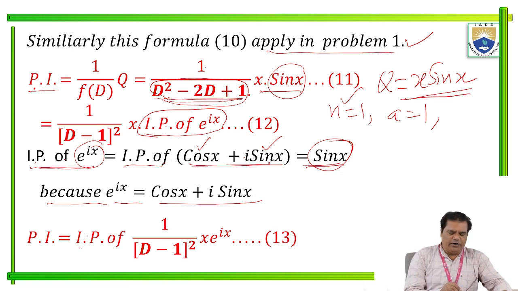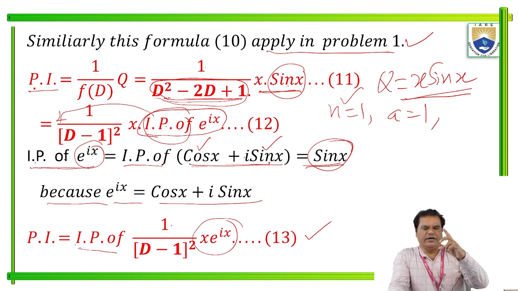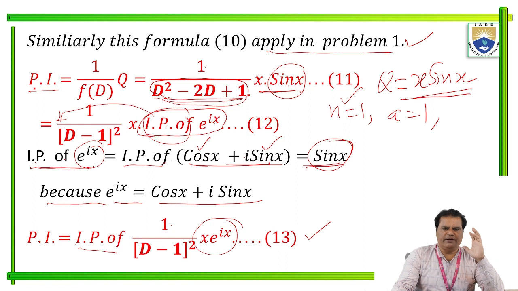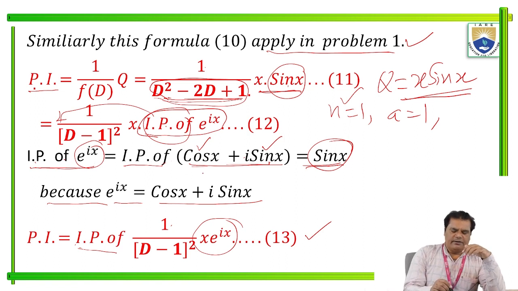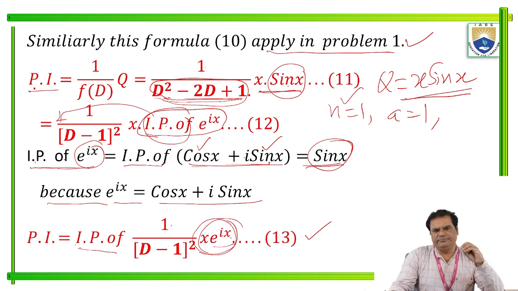So here, writing the imaginary part on the left side, the particular integral is equal to the imaginary part of 1 upon (D minus 1) whole square into x e to the power ix. This is equation 13. Now in our question two functions are given: the first is algebraic, the other is trigonometrical. But after applying the complex number, we see x e to the power ix, where the first function is algebraic and the other function is exponential.